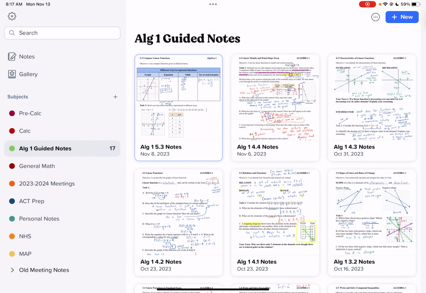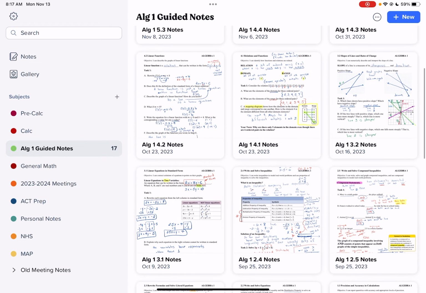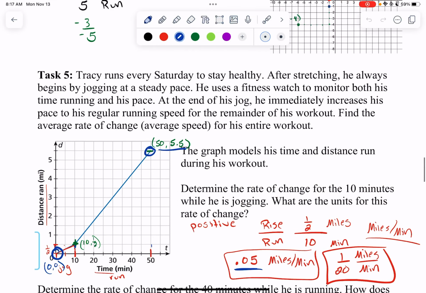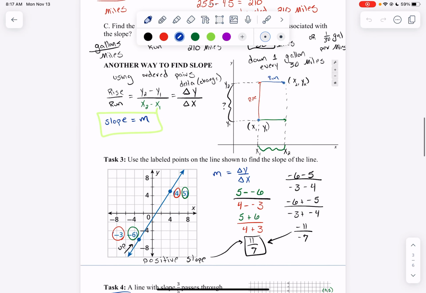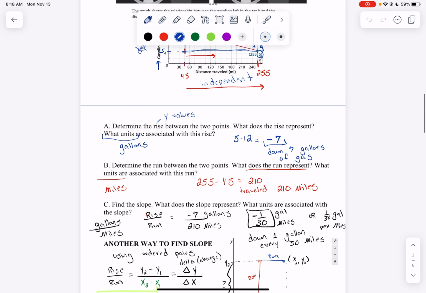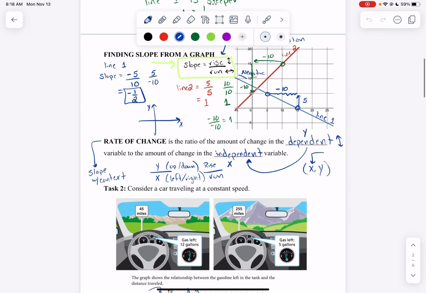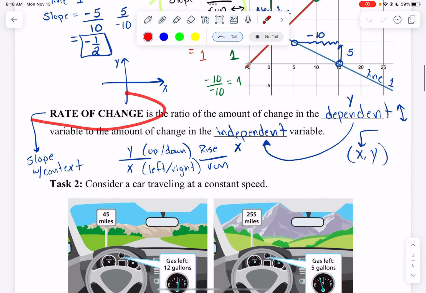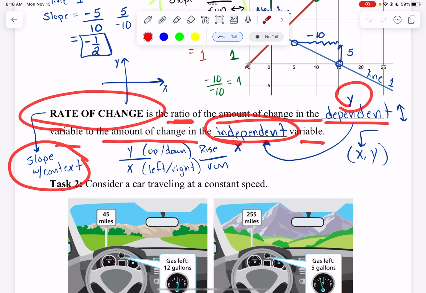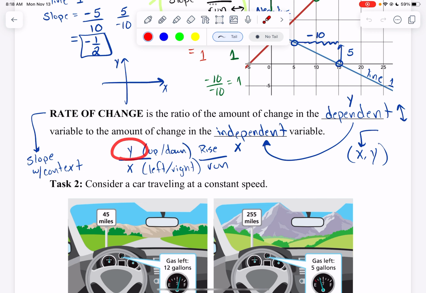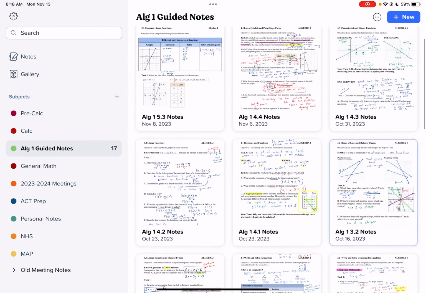Well, if we don't remember, we can always go back and check our notes. I believe that's back here. Determine the rate of change. What is rate of change? Rate of change right here is the ratio, that's the division, of the amount of change in the dependent, or y, variable to the amount of change in the independent variable, or AKA slope with context. So it's my change up and down, and my change left and right, or my rise over run. Okay, that'll help me.